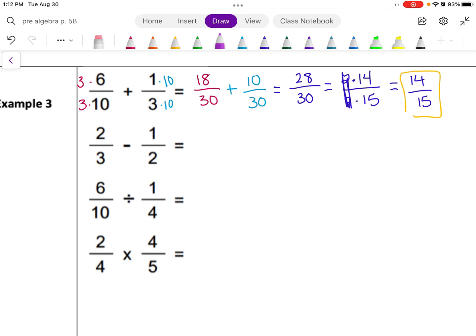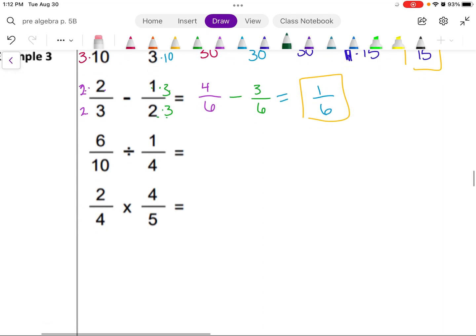All right, next one, 2/3 minus 1/2. Well, again, since we're subtracting, we need a common denominator. So 2 and 3 both go into 6. So we're going to multiply 2/3 by 2. So let's see, 2 times 2 would be 4, over 2 times 3 is 6. And 1/2 we're going to multiply by 3. 1 times 3 is 3, 2 times 3 is 6. So now we have 4/6 minus 3/6. So they have a common denominator, so we can subtract them. 4 minus 3 would leave us with 1/6. And 1/6 is already completely simplified.